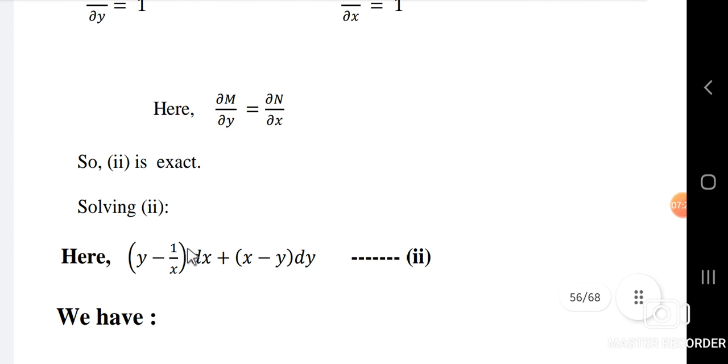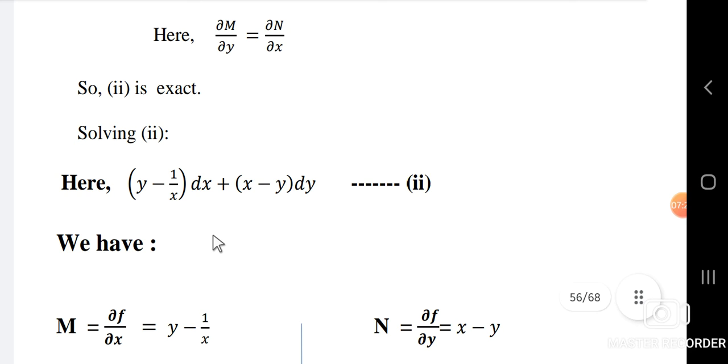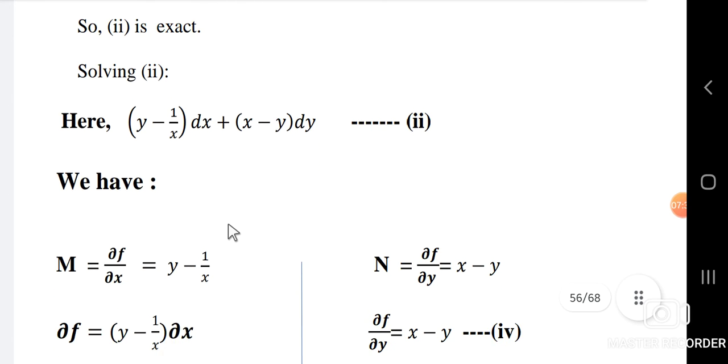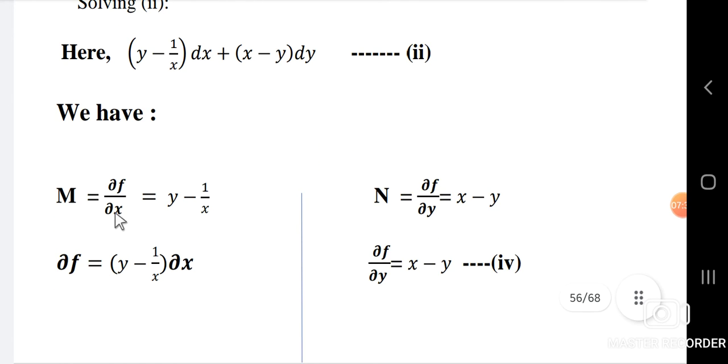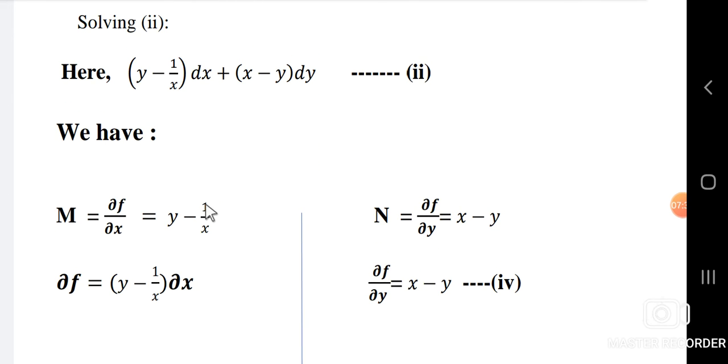Now we can solve this equation. Already we have posted a video on how to solve an exact equation. You can follow that video also, or we can continue here. So here, as I told in the previous video, our m becomes dou f by dou x. We have to set this to solve this exact equation. We are taking m equal to dou f by dou x, that is equal to y minus 1 by x, because m is y minus 1 by x, and n is dou f by dou y, equal to x minus y.